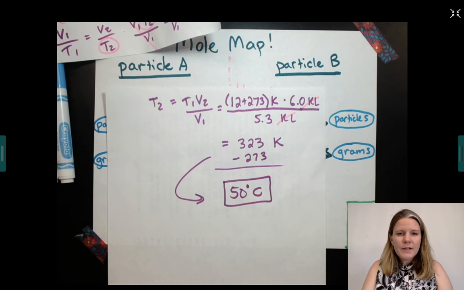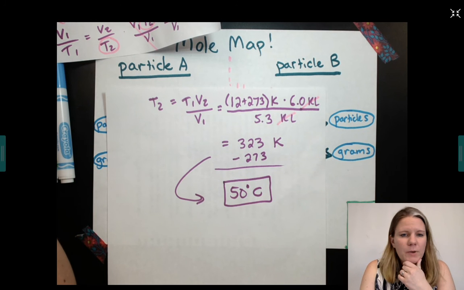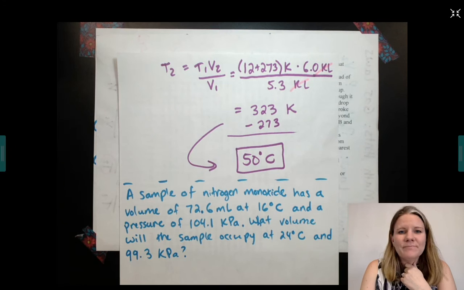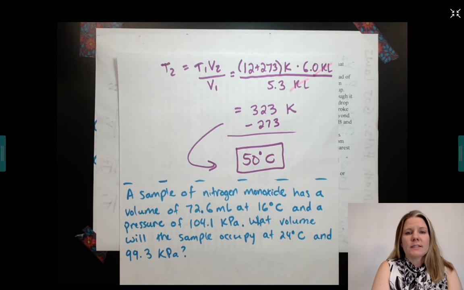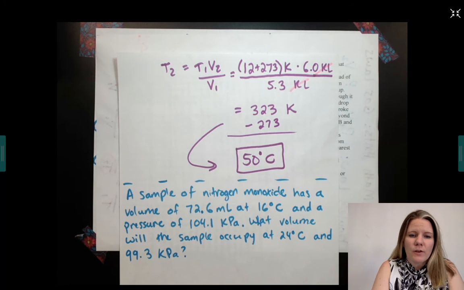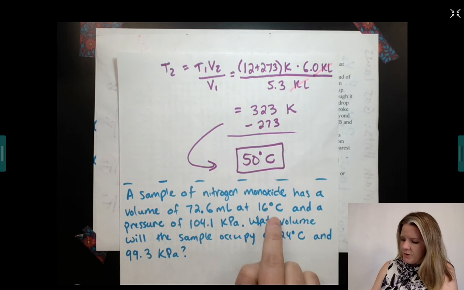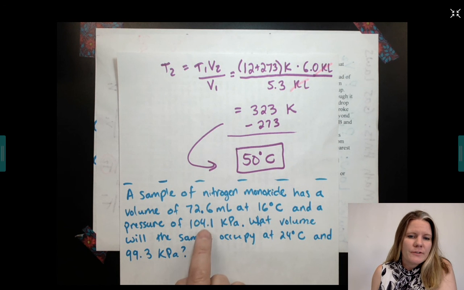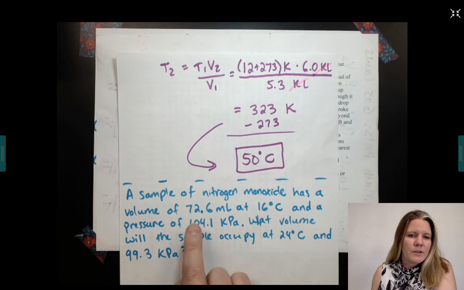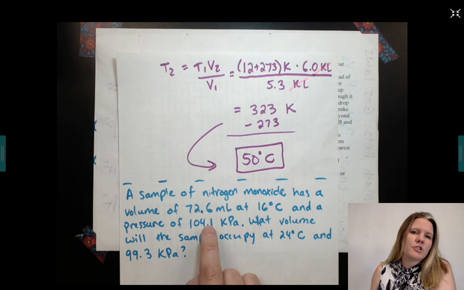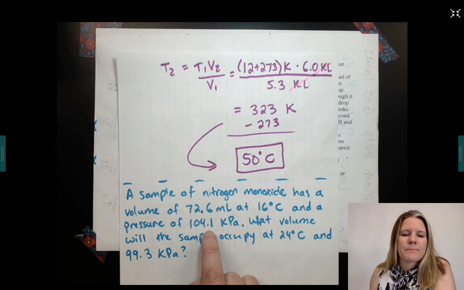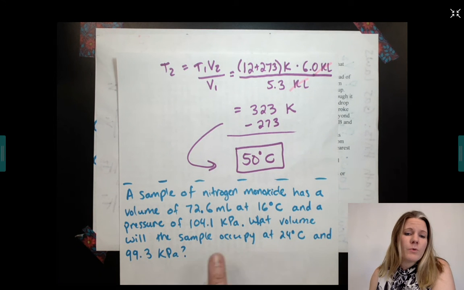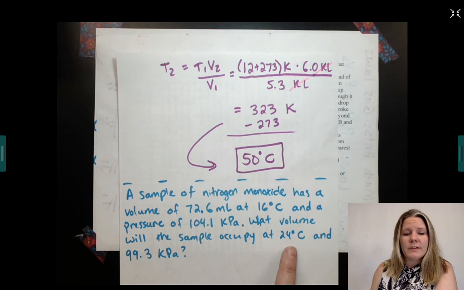So let me pause there. I think we probably need one more practice problem. Let's read this next problem together. It says a sample of nitrogen monoxide has a volume, a temperature, and a pressure. So we're dealing with volume, temperature, and pressure in this problem. All three variables, so there's not going to be one that we cancel out this time. It says what volume will the sample occupy at a different temperature and a different pressure?